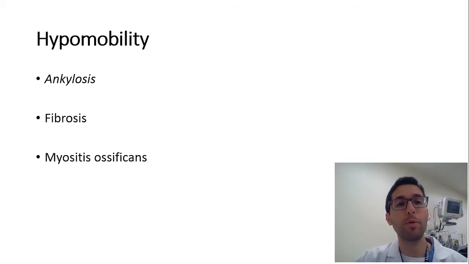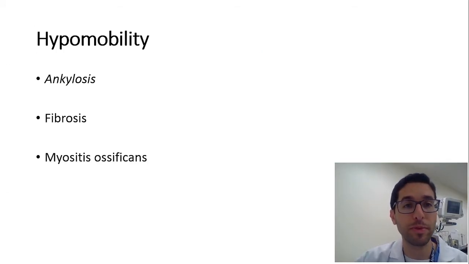Moving on to hypomobility, and by this we mean trismus. The patient has an inability to open. And within the category of hypomobility of the joint, there are various things like ankylosis. Ankylosis means there's a fusion, could be a bony or a fibrous fusion of the condyle to the glenoid fossa, and that leads to a hypomobility or a trismus.